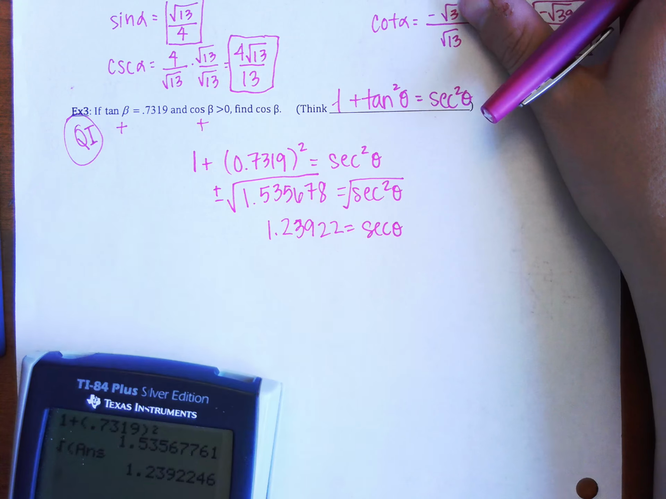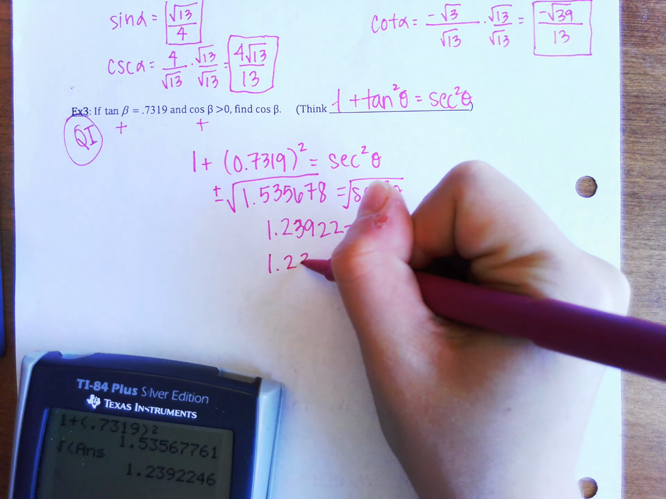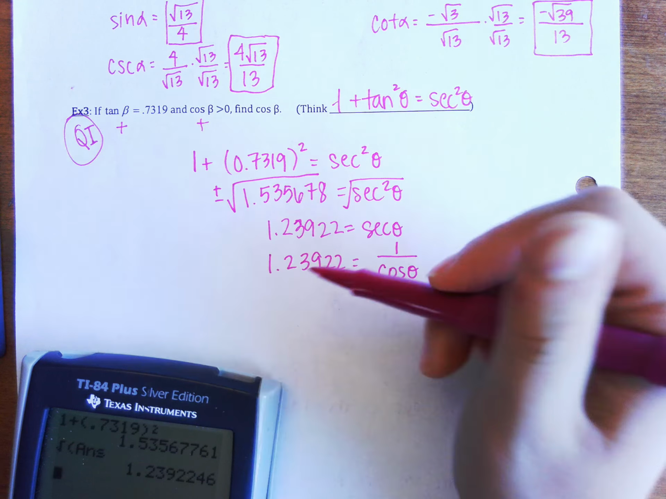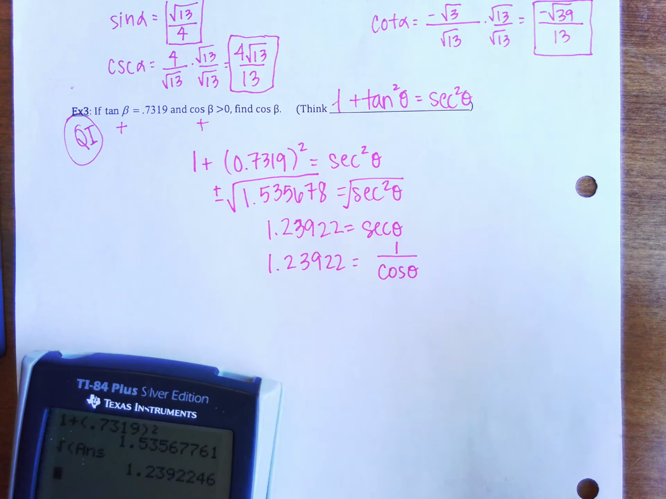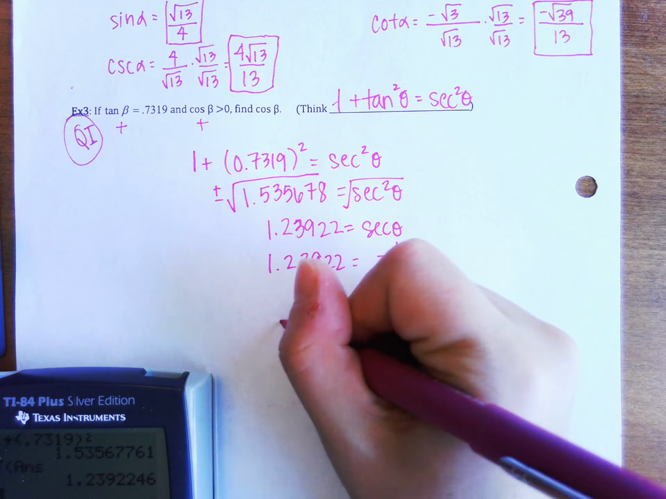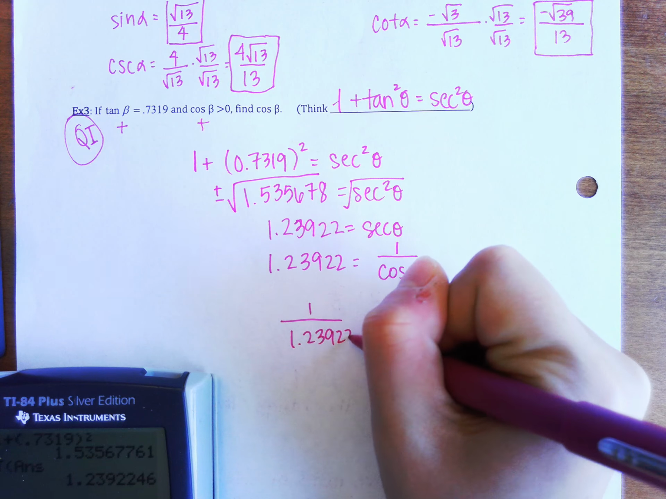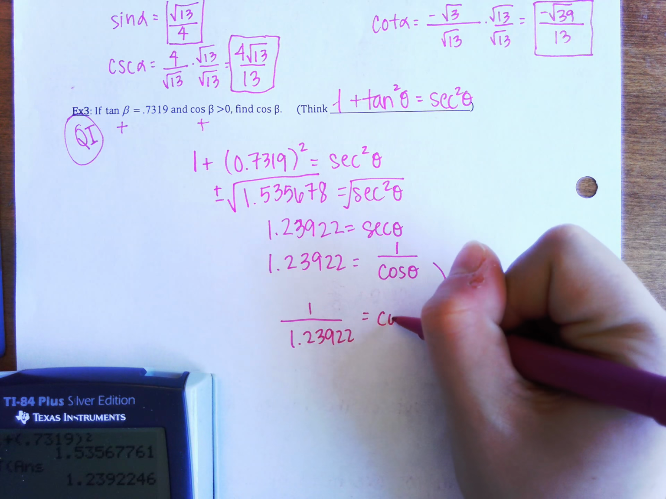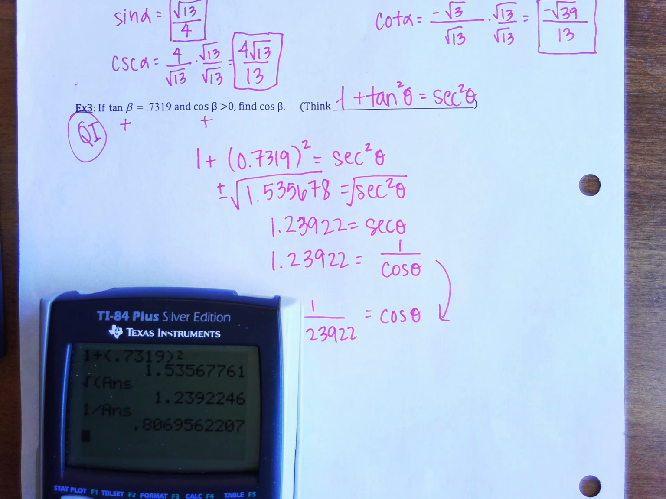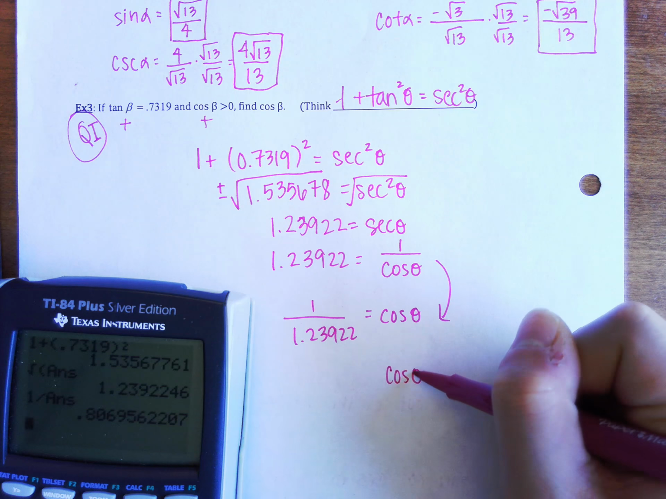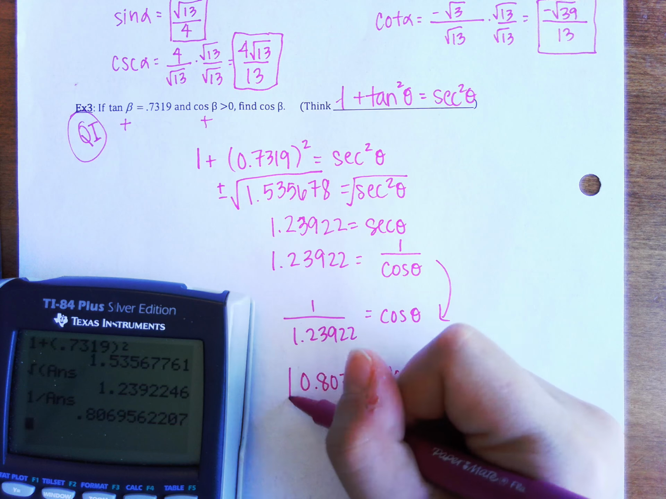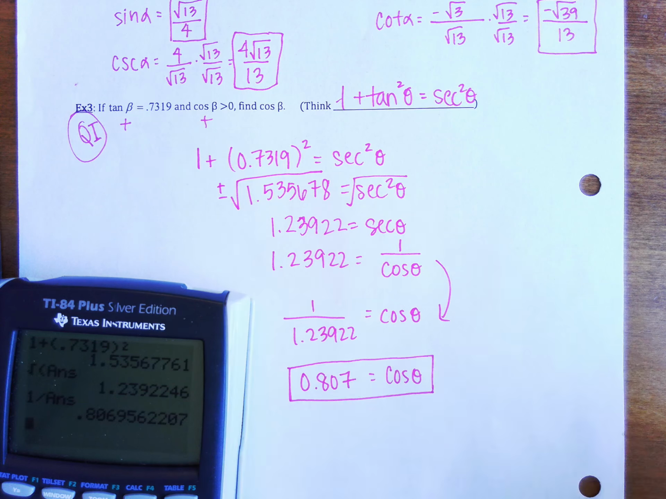And to solve this, I know that secant is 1 over cosine. So what I could do is put this over 1, cross multiply, and solve for cosine. But if I have a reciprocal on this side, I can just take the reciprocal on that side too to solve that. So 1 over the 1.23922 is going to be cosine. So 1 divided by our answer will give us that our cosine is 0.807. And that's all we're looking for in that one.